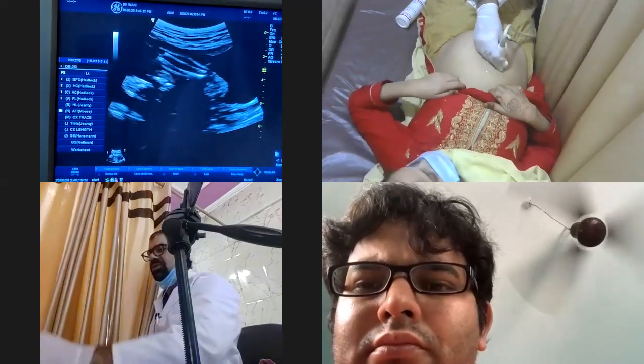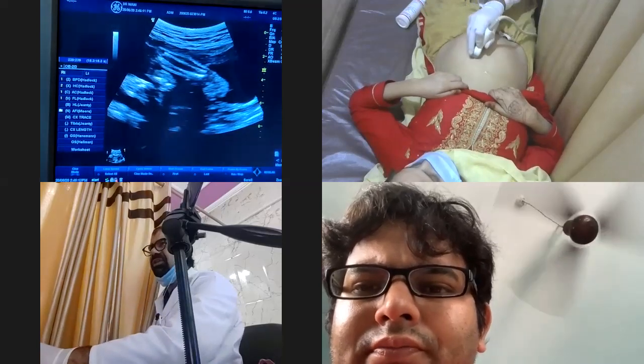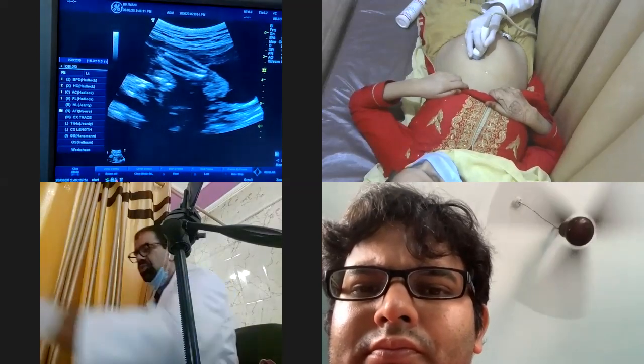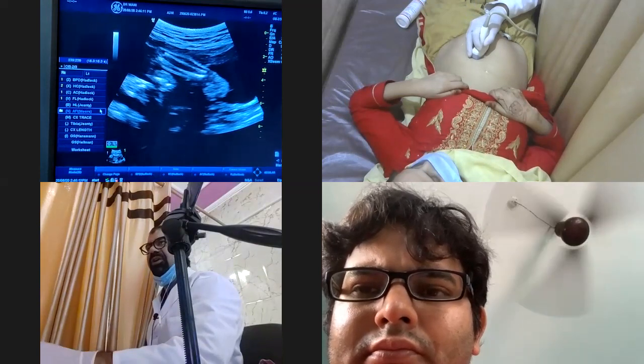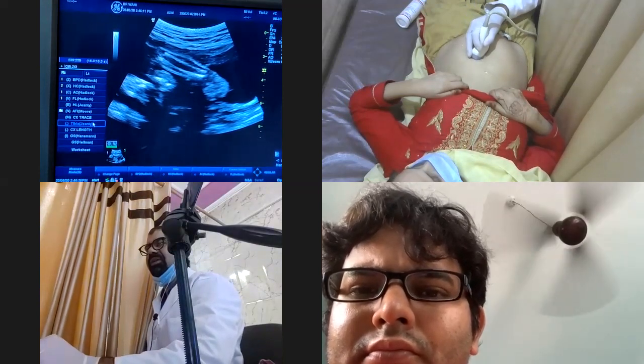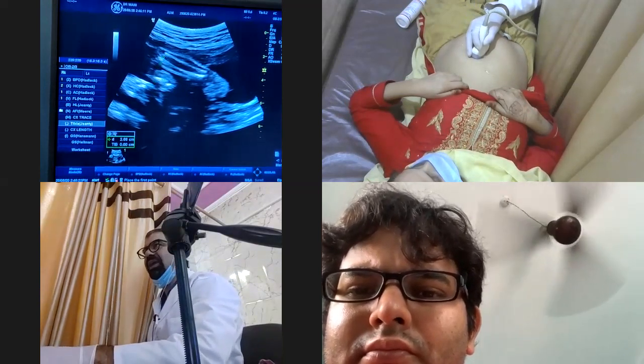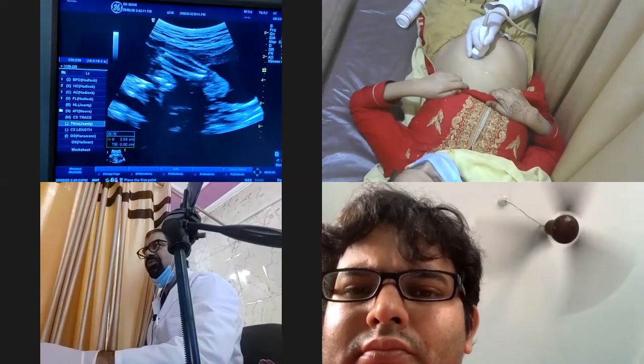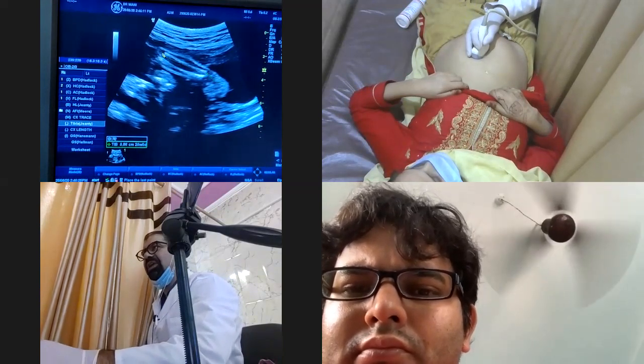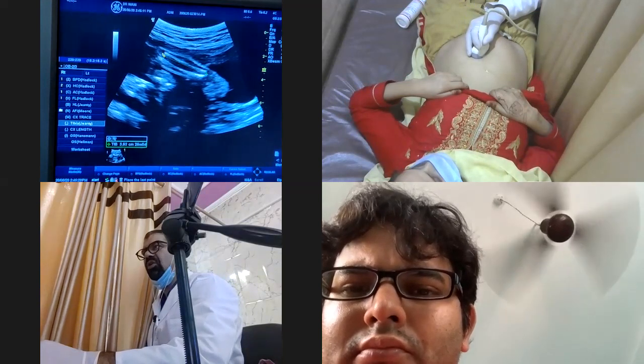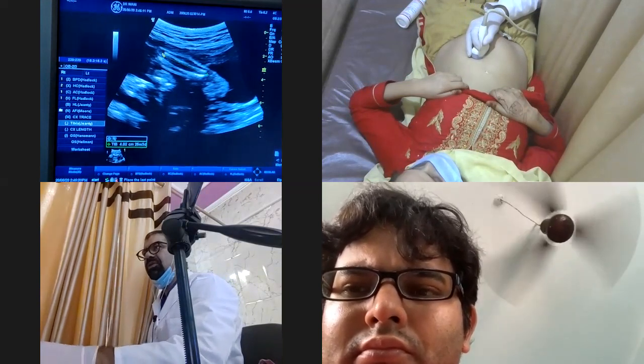Then we'll leave the patient and we will take the tibia also. So routinely, we are not taking the tibia measurement, but for level two scans, you have to take the tibia, you have to take the humeral length, you have to take all the long bones.